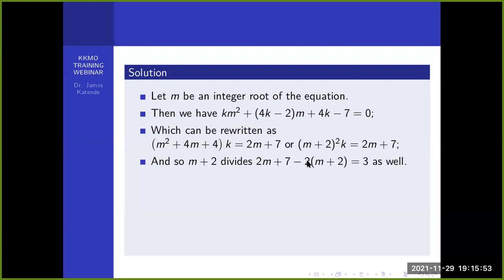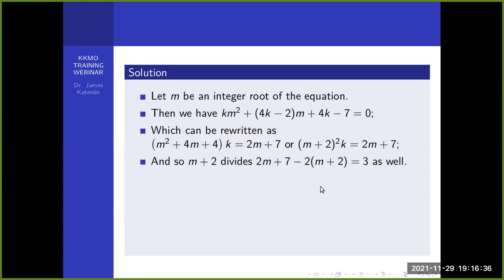So we can add another multiple of m plus 2, or subtract another multiple of m plus 2. The resulting number will still be divisible by m plus 2. So we choose a multiple of 2, which will get rid of the m and leave us with a number on that end. So this one is just a construction. It's something you have to come up with so that you can end up with a number, and you look for the factors of that number. So in this case, m plus 2 will divide 3. So 3 is prime, so we have very few options for m plus 2.